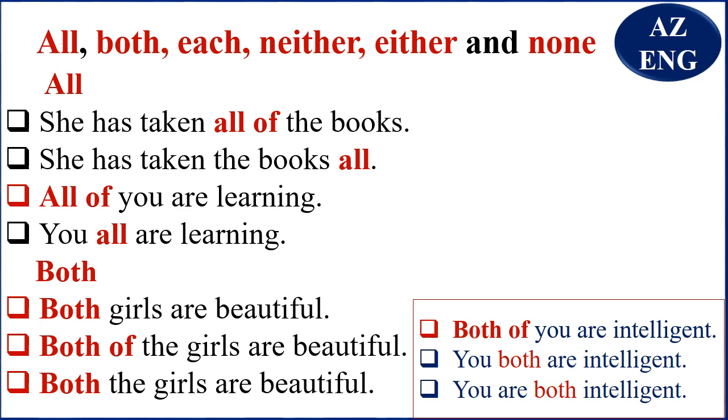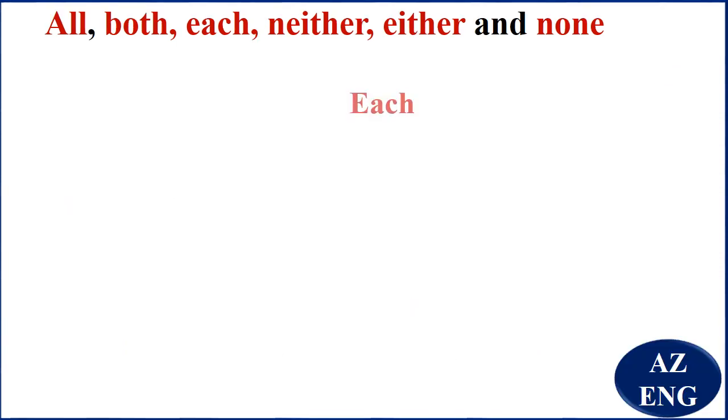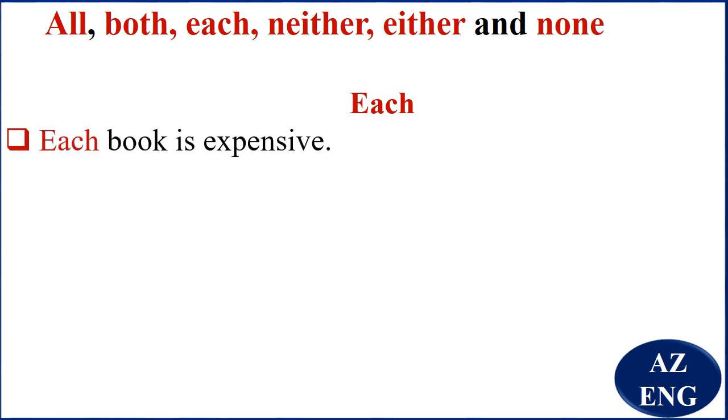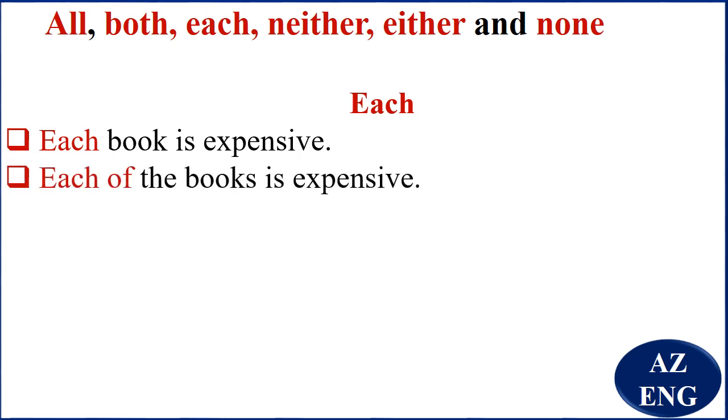Good. Now we move to each. For example, you want to buy books, or there are books here. So you want to know how much each is. Then you are told, for example, each book is expensive. Now we can have it this way: each of the books is expensive. That is, each of them.